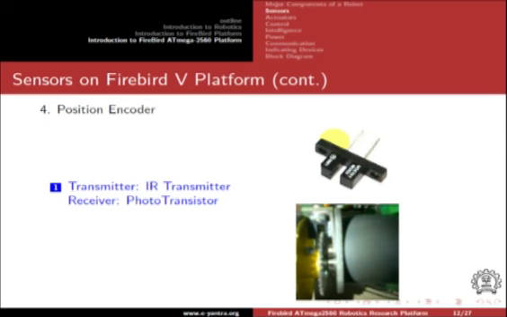But when the disk comes in between the receiver and the transmitter, IR light will not be received by the receiver. So we get a pulse high and low depending on whether the disk or slot is between the receiver and the transmitter. By counting the pulses, we can measure how much the DC motor has rotated and accordingly what distance is moved. We will cover programming of this in the video tutorial for interrupt, where you can get a clearer picture of this. On the Firebird V platform, two position encoders are present on both the DC motors.